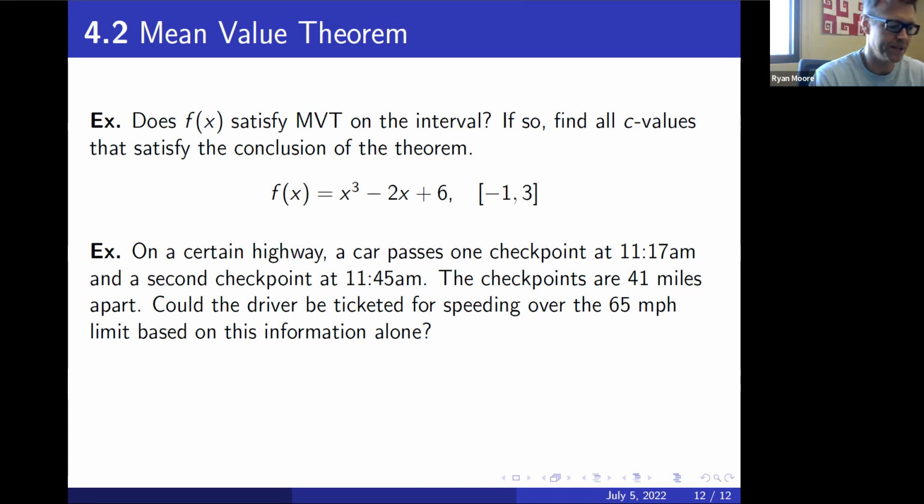Could the driver be ticketed for speeding over the 65 mile per hour limit based just on this information? So we know when he passed through these two checkpoints, we know how far apart they are. Could he get a ticket for this? Okay, let's check it out.